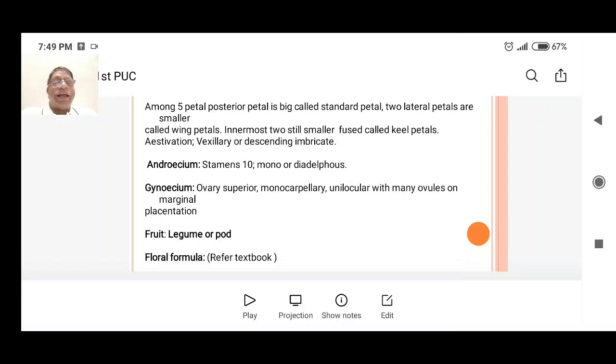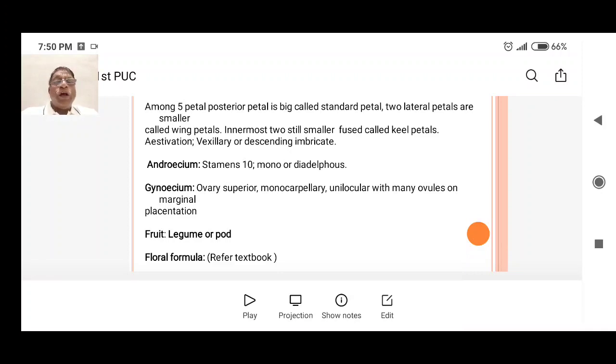See the diagram. T.S. of ovary. Unilocular, only one chamber is there, with many ovules on marginal placentation. This is the most important characteristic feature of the family Papilionaceae or Fabaceae. What about fruit? Fruit is legume or pod.